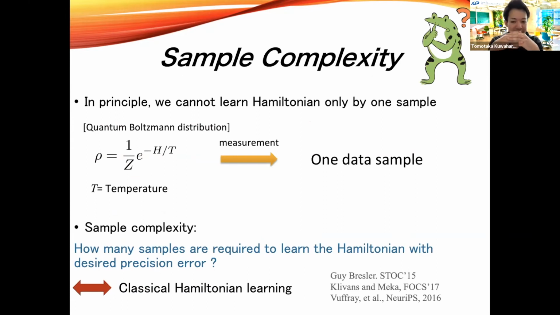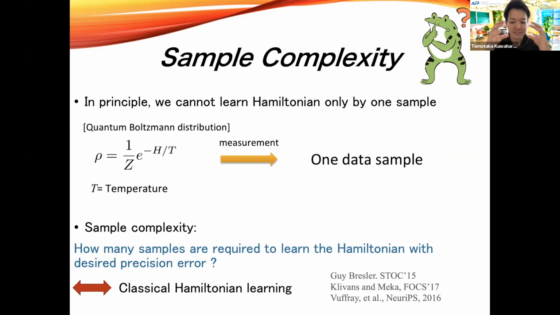In Hamiltonian learning, the most essential problem is the sample complexity. In principle, we cannot learn the Hamiltonian from only one sample. From one sample of the quantum Boltzmann distribution, we can obtain one data sample, but this is insufficient. We need many copies of the same quantum Boltzmann distribution. The sample complexity for Hamiltonian learning asks how many samples are required to learn the Hamiltonian with desired precision error. This problem is not restricted to quantum Hamiltonians.